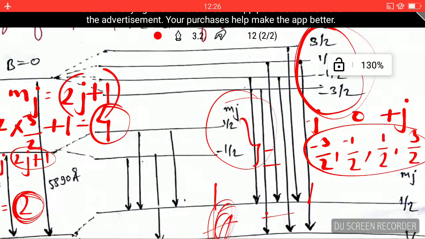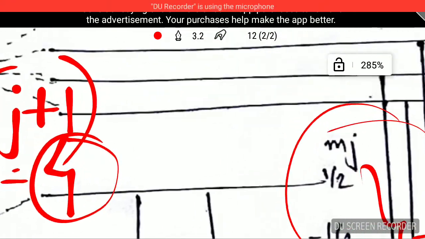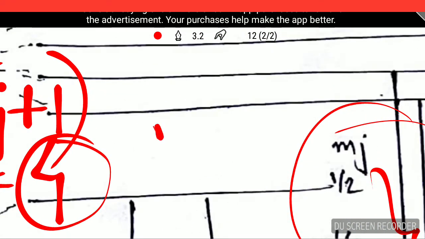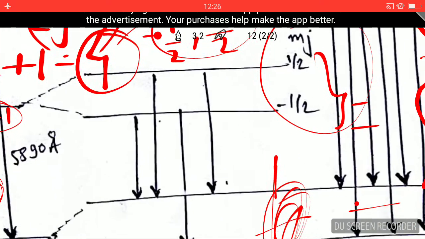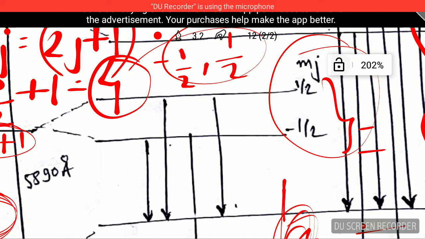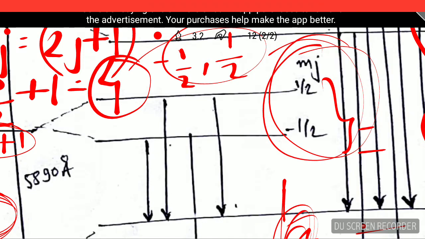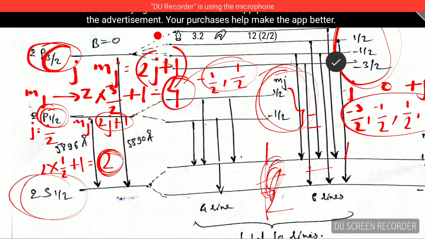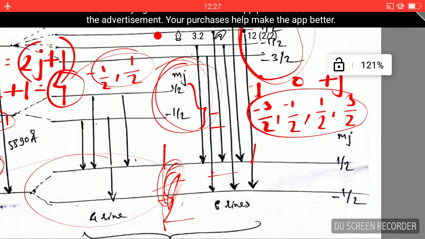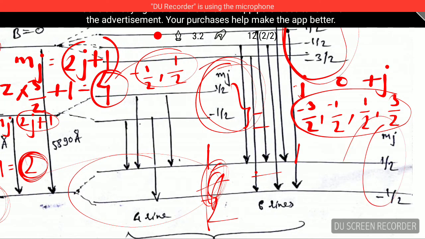and then you add 1, you will get 1 by 2. So that will be minus 1 by 2 and 1 by 2, that will be 2 levels. So there will be 2 possible energy levels, which is written here at this point. In this similar fashion, this line will also split into 2 other lines, as you can see at this point. You can see that there are 2 points. This is how this energy level is split.